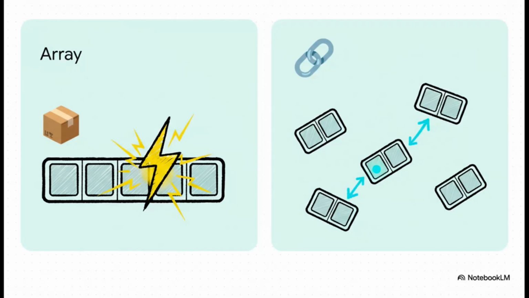So what's the trade-off here? Well, it really boils down to structure versus flexibility. Arrays are rigid, they have a fixed size, but you get that lightning-fast access in return. Linked lists are super dynamic. They can grow and shrink easily. But if you want to get to an item in the middle, well, you have to follow that chain all the way from the beginning.